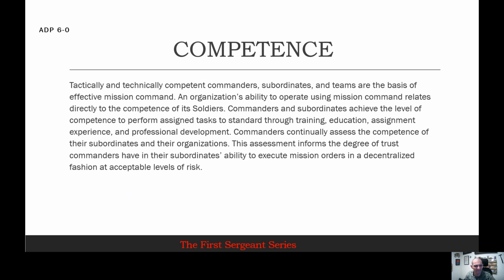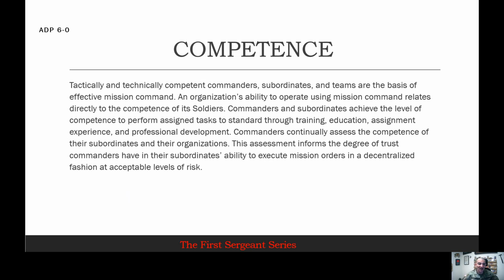Commanders and subordinates achieve the level of competence to perform assigned tasks to standard through training, education, assignment experience, and professional development. We have to continue to develop at all levels of echelon. We can't stop growing and developing, whether it be professional or individual, whether it be college or whatever. We have to continue educating ourselves.